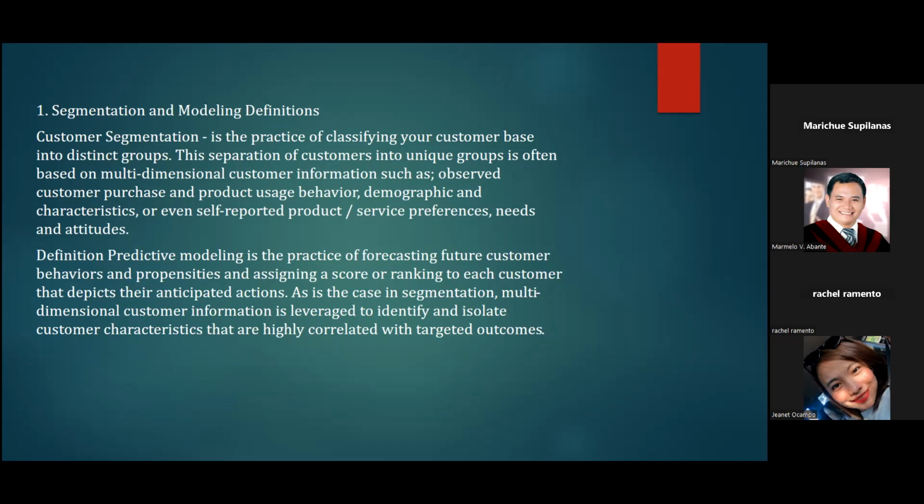By definition, predictive modeling is the practice of forecasting future customer behaviors and propensities and assigning a score or ranking to each customer that depicts their anticipated actions. As is the case in segmentation, multidimensional customer information is leveraged to identify and isolate customer characteristics that are highly correlated with targeted outcomes. Number 2, for segmentation, next Ms.